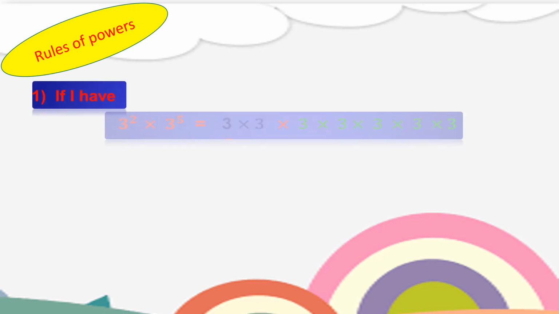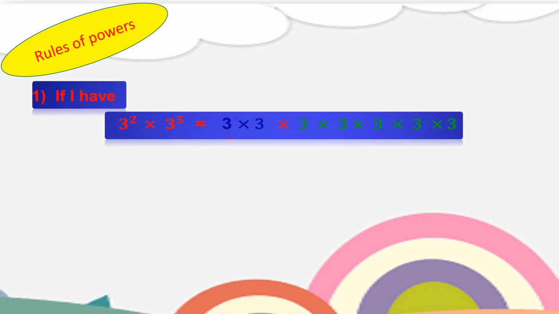Rules of powers. Number 1: if I have 3 to the power 2 times 3 to the power 5. What's the meaning of 3 to the power 2? That means 3 times 3, right? And what's the meaning of 3 to the power 5? That means 3 times 3 times 3 times 3 times 3.